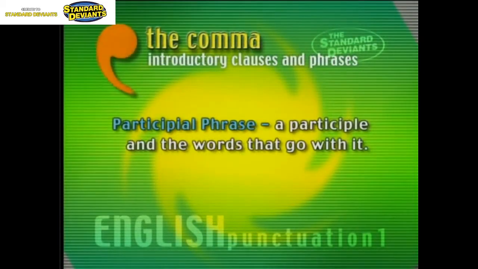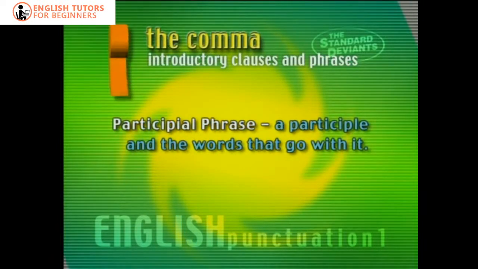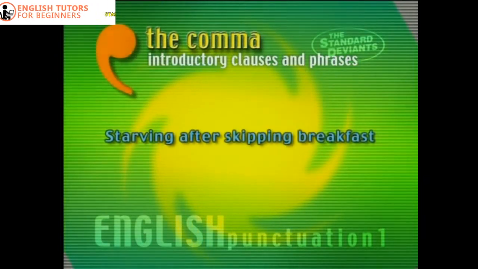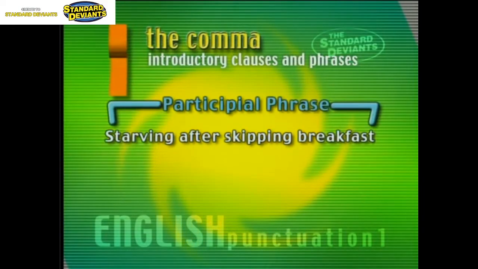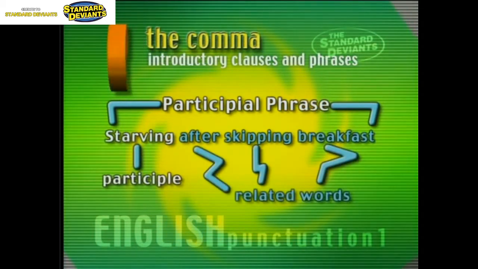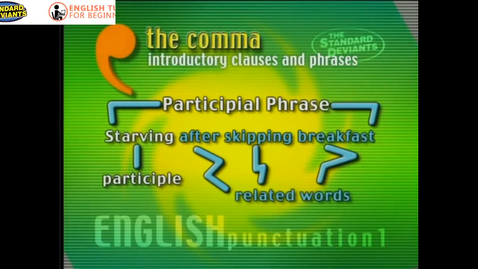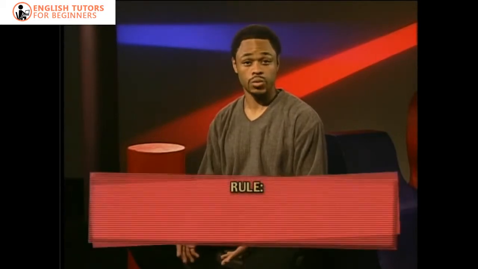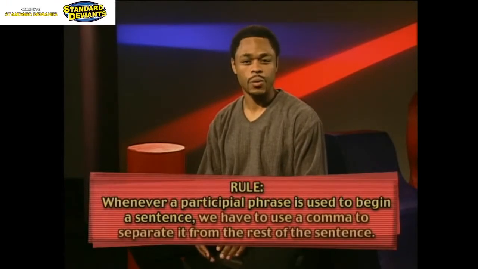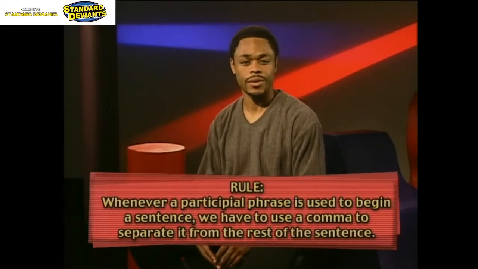A participial phrase is made up of a participle and the words that go with it. Let's add a couple words to our participle starving. Starving after skipping breakfast. Now we have a participial phrase. The participle starving and the related words after skipping breakfast. Now that we know what a participial phrase is, we can make a rule. Whenever a participial phrase is used to begin a sentence, we have to use a comma to separate it from the rest of the sentence. And it isn't optional.